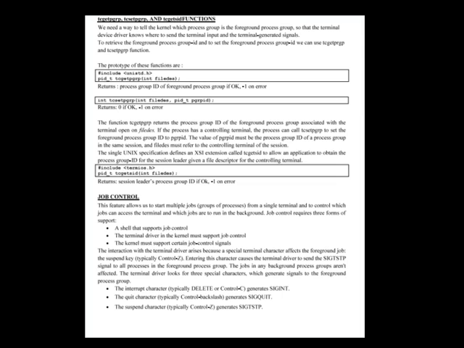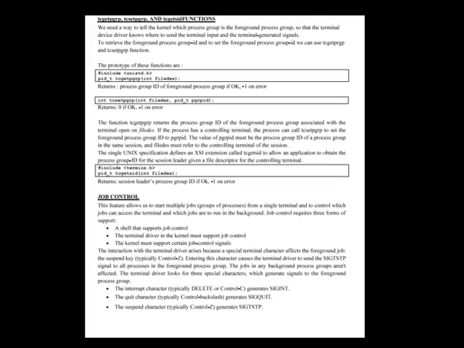To retrieve the foreground process group ID and to set the foreground process group ID, we can use the tcgetpgrp and tcsetpgrp functions. The prototypes of these functions are as follows. See the syntax here. Returns the process ID of the foreground process group if OK, -1 on error. See another syntax. Returns 0 if OK, -1 on error.